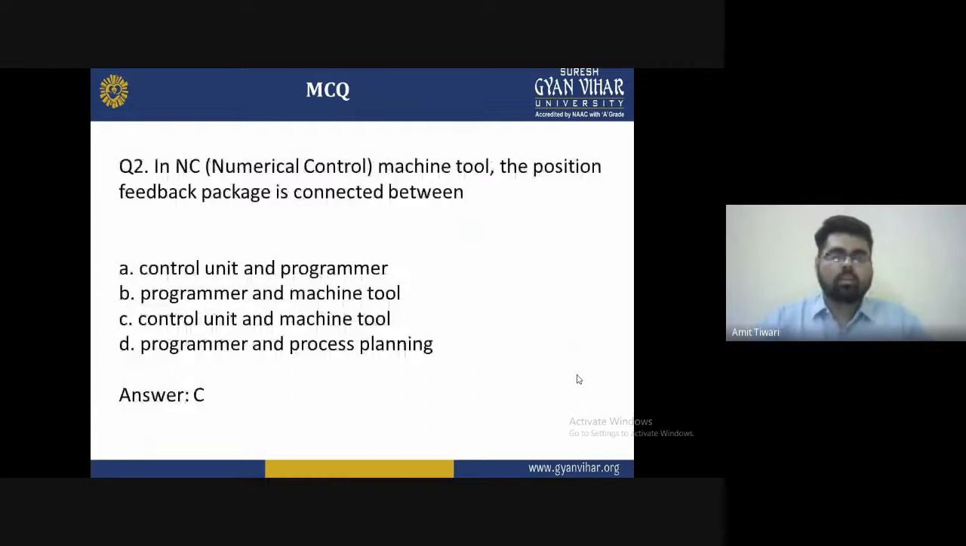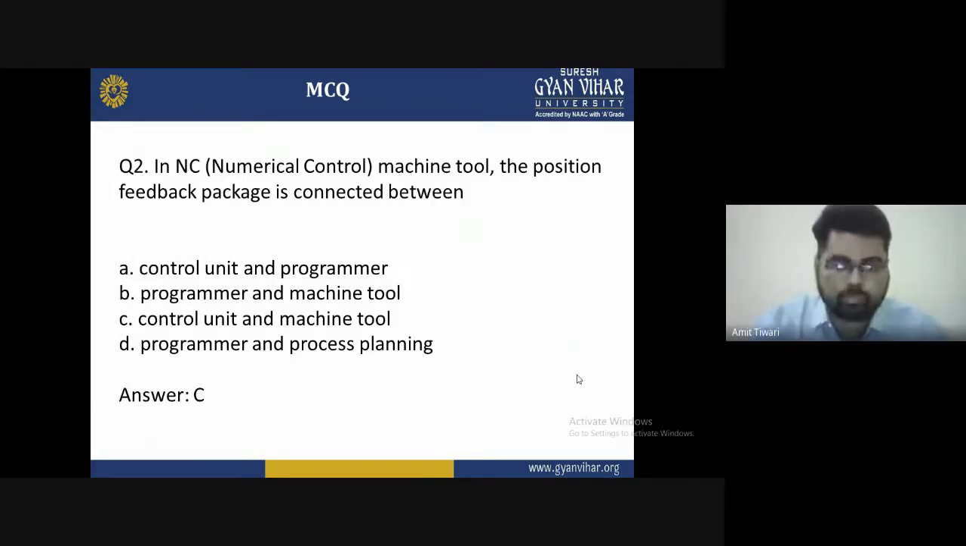Now the second question, that is a numerical control machine tool. The position feedback package is contacted by the options: A, control unit and programmer; B, programmer and the machine tool; C, control unit and the machine tool; and D, programmer and the process planning.